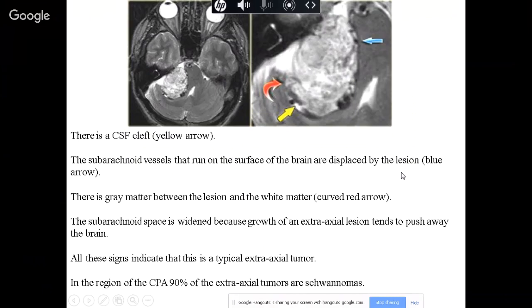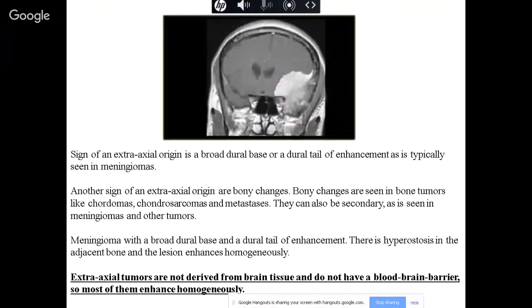Okay, so that's the thing, it pushes from outside there. Again, here you can see the extra-axial tumor, pushing from outside, and here there is the dural tail. That gives you the indication this is an extra-axial tumor, am I right? Now, remember the key information: these extra-axial tumors are not derived from brain tissue and do not have a blood-brain barrier. So most times they enhance homogeneously. If you see a tumor enhance homogeneously in an appropriate location, the single possibility is it should be extra-axial. Does that make sense?